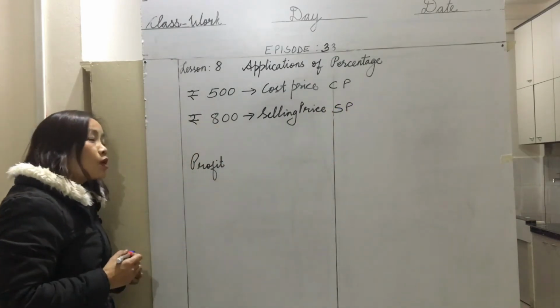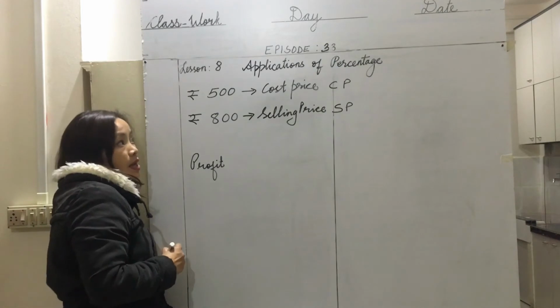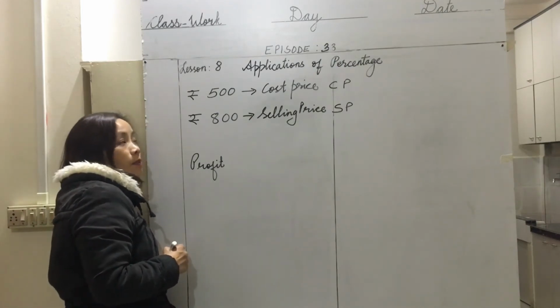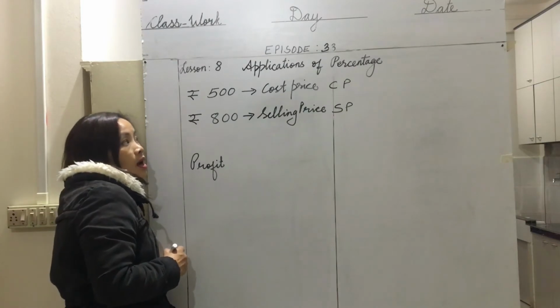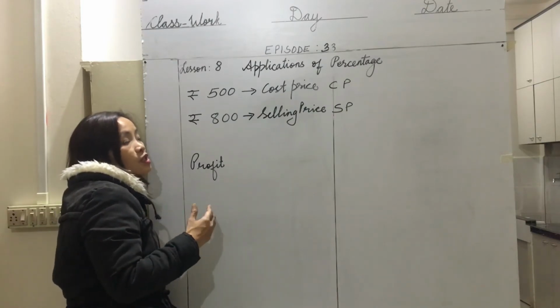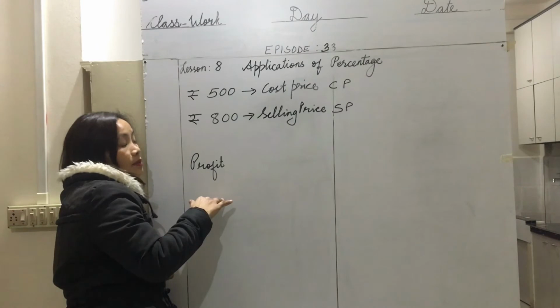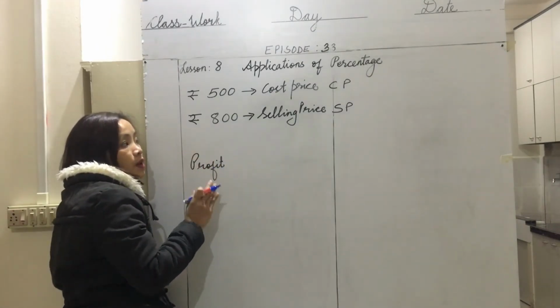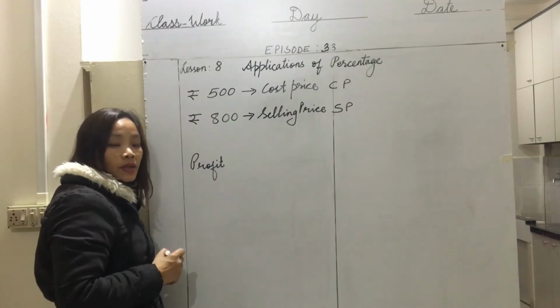So I'll repeat, cost price is the price at which an item is bought, or the sum of money spent on that item, and selling price is the price at which an item is sold, right?